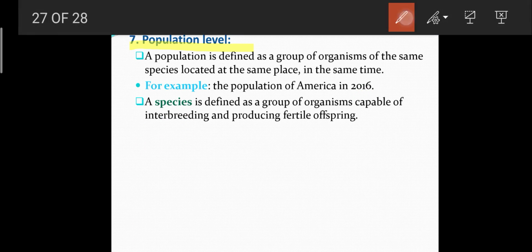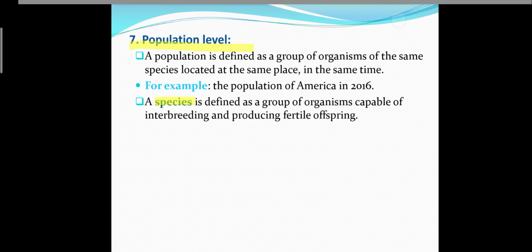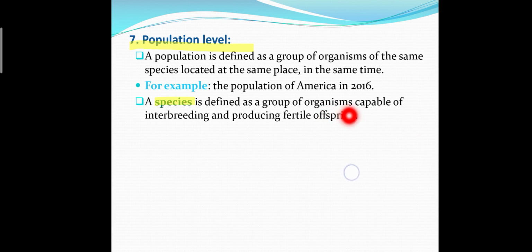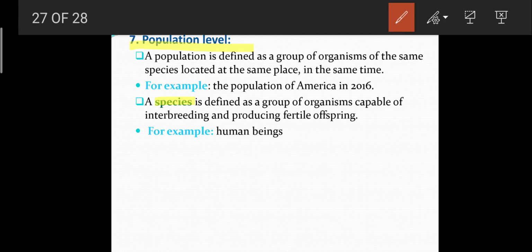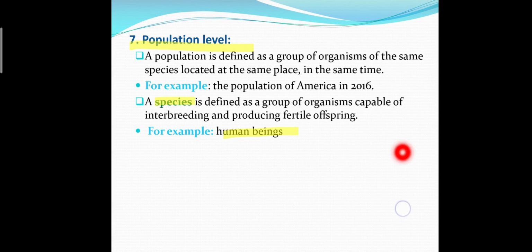What is a species? A species is defined as a group of organisms that are capable of interbreeding and produce fertile offspring. For example, human beings are an example of a species because they are capable of interbreeding and produce fertile offspring.